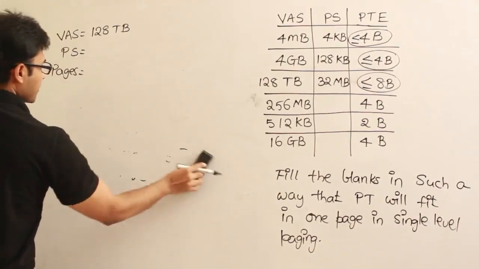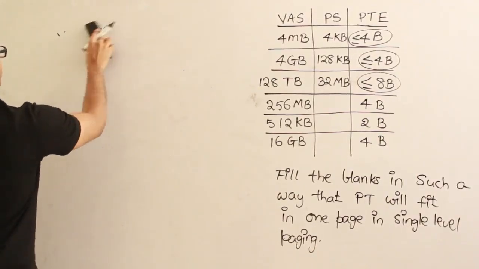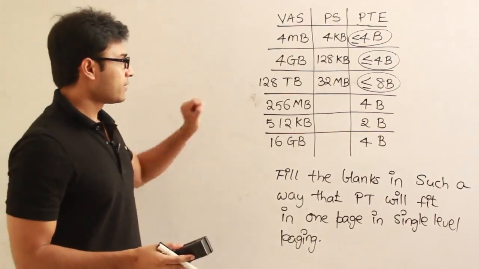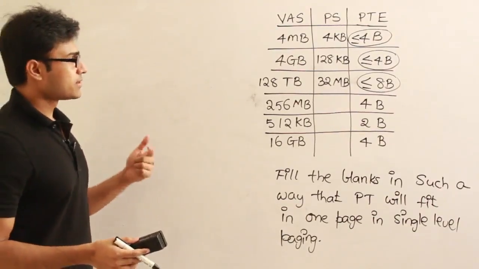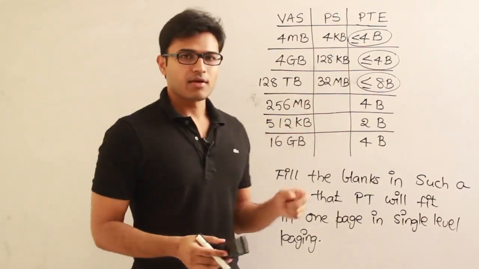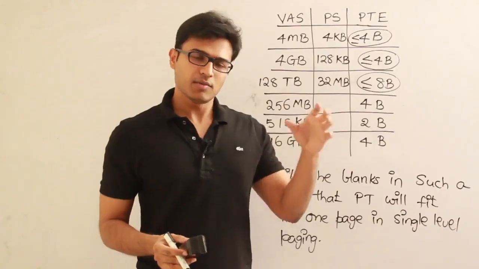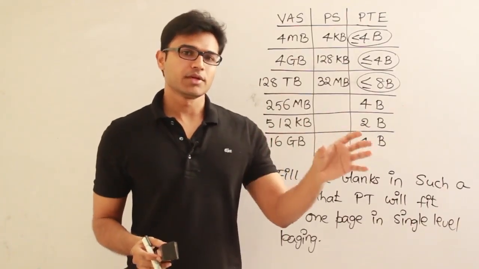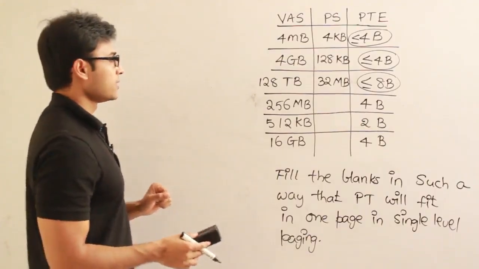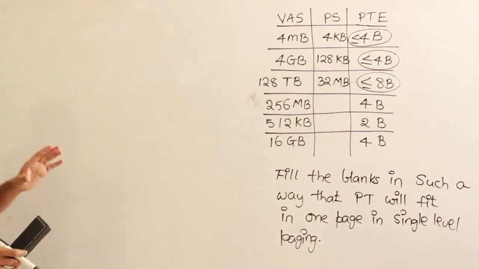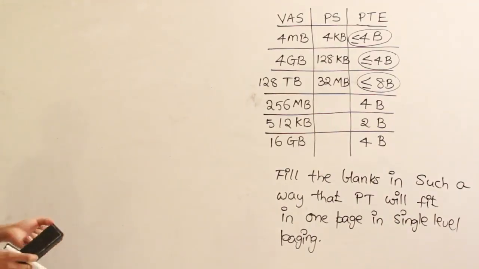Okay, let's do it from the beginning. The page size is not given, then we are supposed to decide the page size in such a way that if each entry size is 4 bytes, one page table should be able to fit in one frame, right? Or one page table should be able to fit in one page. That is given here. Then how can we solve it? It is better that you assume the page size is P and then you can go ahead.